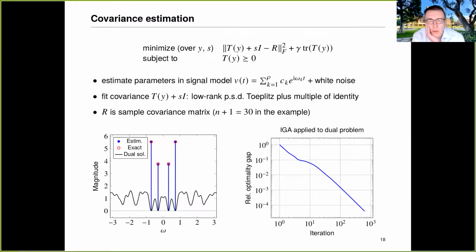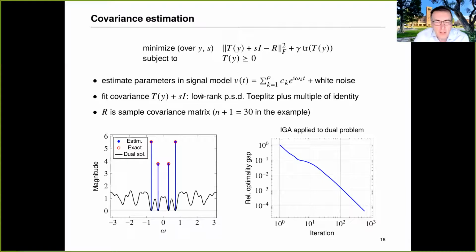So this is a small example with an application where this typically might come up. Here we fit to some sample covariance matrix R a positive semidefinite Toeplitz matrix of a variable y, plus a scalar S multiple of the identity, and we try to fit a covariance matrix of that form to a sample covariance matrix R in Frobenius norm. The Toeplitz matrix must be positive semidefinite, and we add a penalty on the trace because we want this Toeplitz matrix to have low rank.